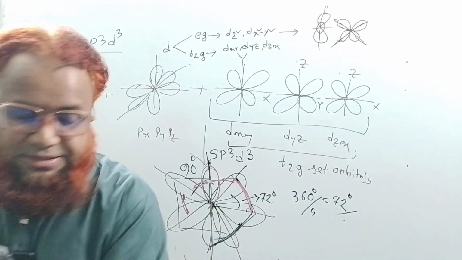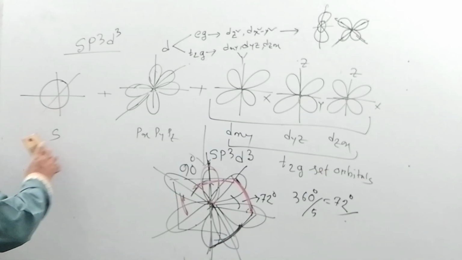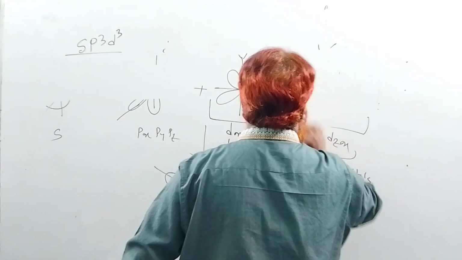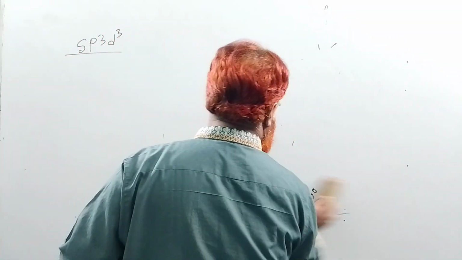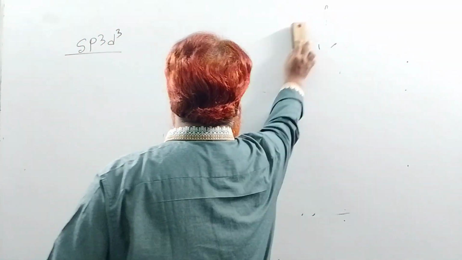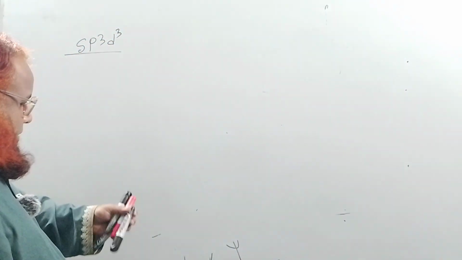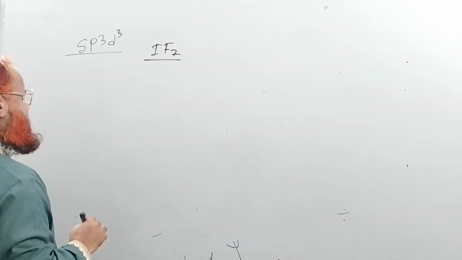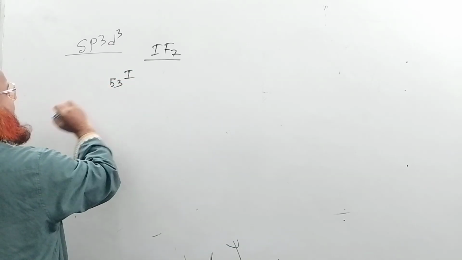Okay. Now, dear students, this is the definition or basic diagram of sp3d hybridization. Now, we will make an example. We will make a what? Example. IF7, iodine heptafluoride. Okay. So, iodine, you know, atomic number is 53.